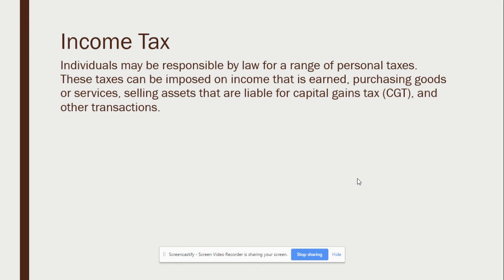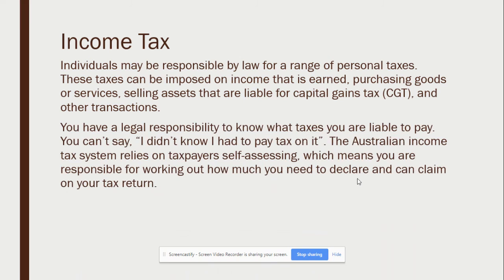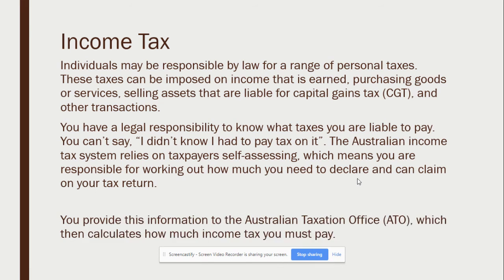Individuals may be responsible by law for a range of personal taxes. These taxes can be imposed on income that is earned, purchasing goods or services, selling assets that are liable for capital gains tax, and other transactions. You have a legal responsibility to know what taxes you are liable to pay. You can't say, I didn't know I had to pay tax on it. The Australian income tax system relies on taxpayers self-assessing, which means you are responsible for working out how much you need to declare and can claim on your tax return.